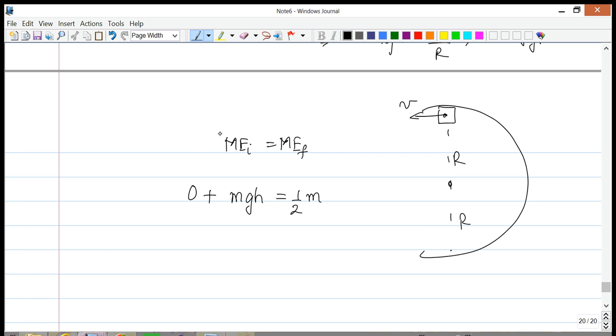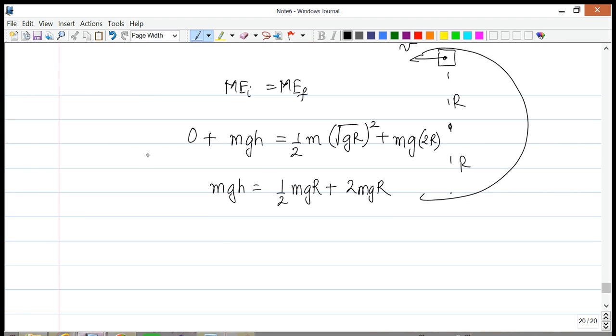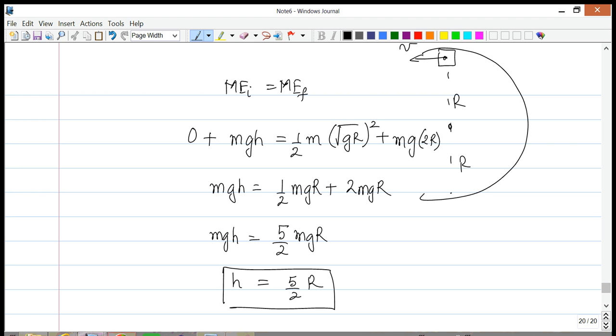So just make sure that you keep that in mind. So it is equal to 1/2 m times v, which we found to be the square root of gr, squared, plus m times g times 2 times r. Great, we have our equation. Let's simplify this. We have mgh equals 1/2 mgr plus 2 mgr, and half plus 2 is nothing but 5/2, so this gives us 5/2 mgr, and so h is equal to 5/2 times r. So this is the minimum height from which it must be released.